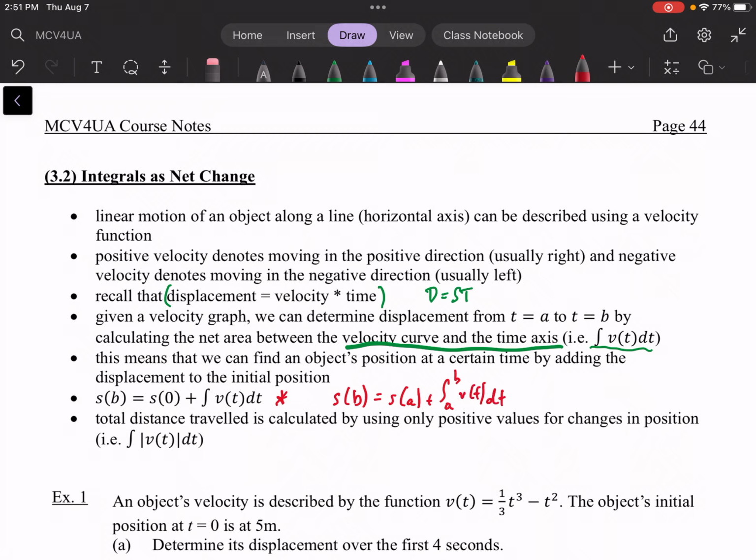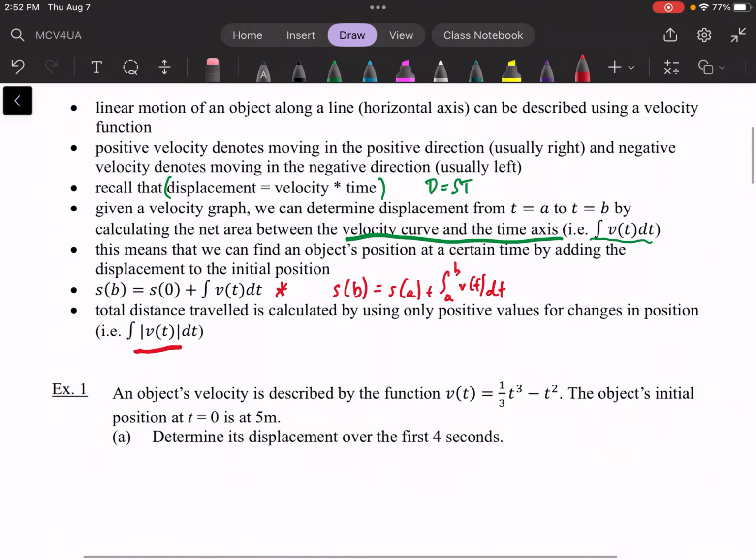Or if you want, you can replace the a with 0 if you're looking at initial values starting at no time. And total distance is the integral of the absolute value of the function. You can use the absolute value function on the graphing calculator, or by calculating the area underneath the curve, determining where it changes from negative to positive.